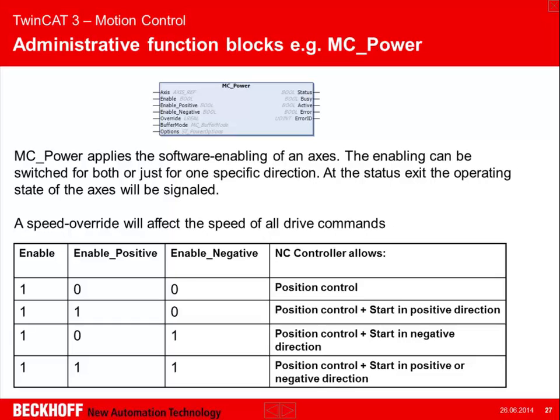What you always need is a power function block. The power function block does the software enabling of the axis. And you can do this for the positive or negative direction. Of course you can also do a general enabling, so there is a different set of enable inputs, and you see the function block screenshot. We also have a set of outputs. So this is a function block you always need, and you can start the axis, and then you can do a move absolute, a move relative, or one of the other function blocks.